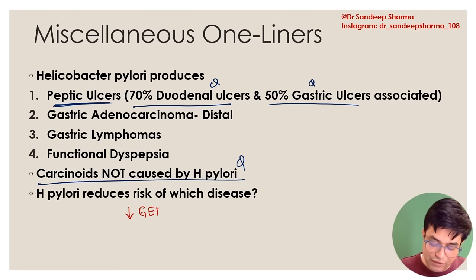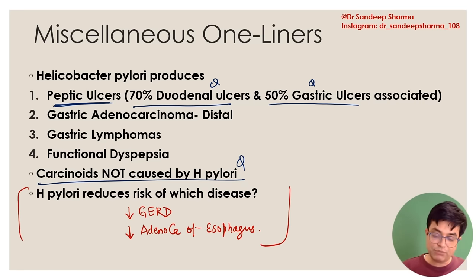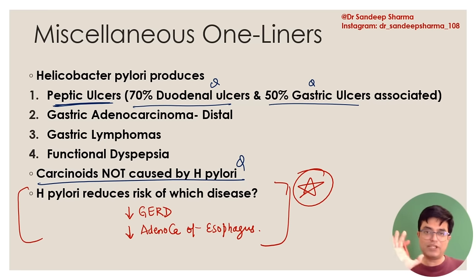So reflux disease is less common. And GERD se kaun sa tumors associated hote hai? Adenocarcinoma of esophagus is also reduced. So gastric adenocarcinoma risk to badhata hai, but H. pylori reduces the risk of adenocarcinoma of esophagus. Very, very important point. It is a potential MCQ point. Potential MCQ point, very important, right? It is mentioned very prominently.